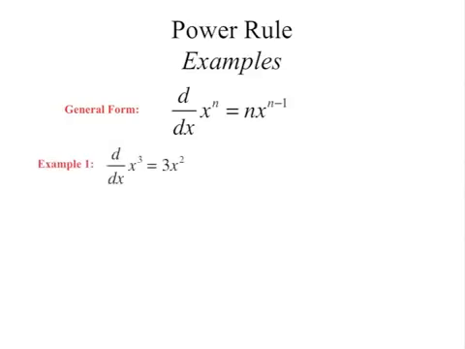So the first one is if you were asked to differentiate x cubed, you'd bring that 3 down and then go 3 subtract 1, which is 2. So it would be 3x squared.